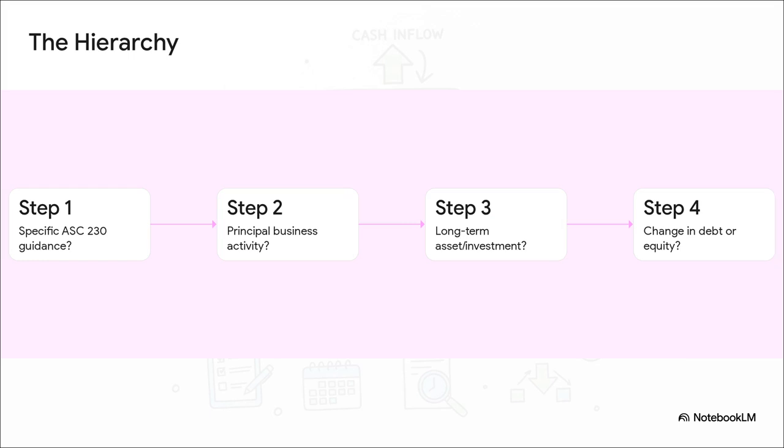I want you to think of this hierarchy as kind of like a giant sorting hat for your cash flow statement. Every single cash flow, no exceptions, has to pass through these 4 specific gates, and you absolutely must start at Step 1 and work your way down.